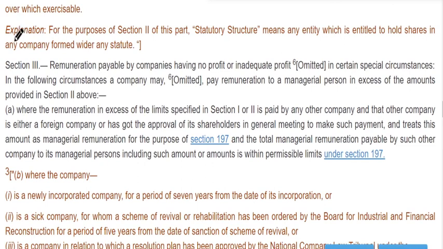Let's see, there is an explanation for the purpose of section 2 of this part. Statutory structure means any entity which is entitled to hold shares in any company formed under any statute.